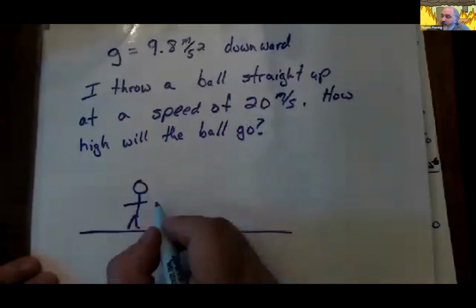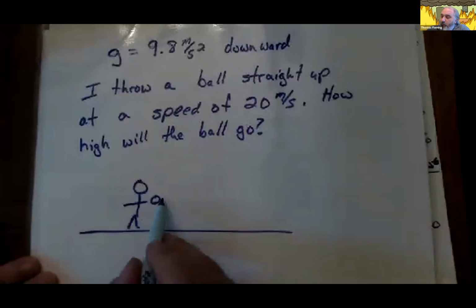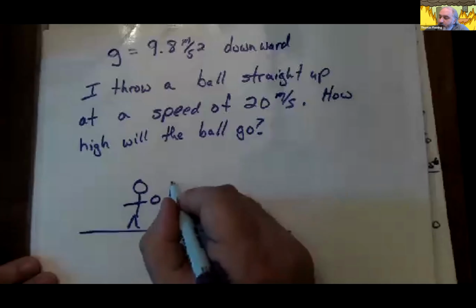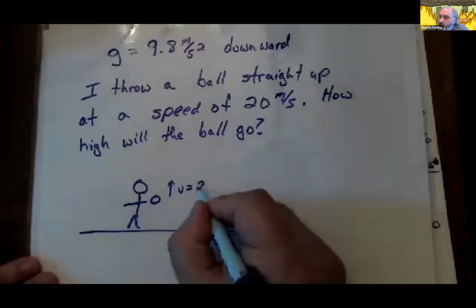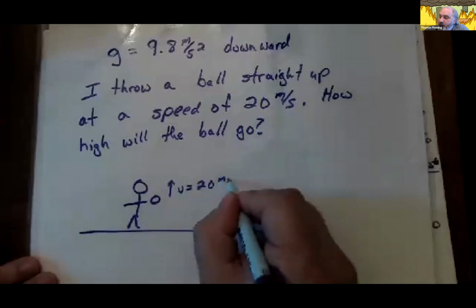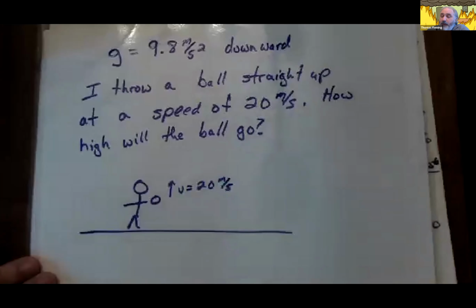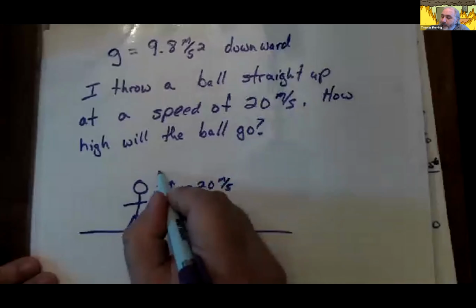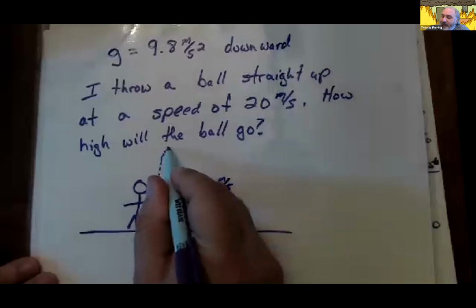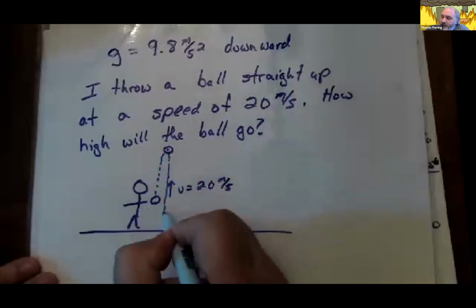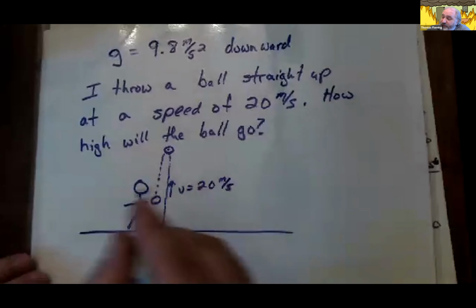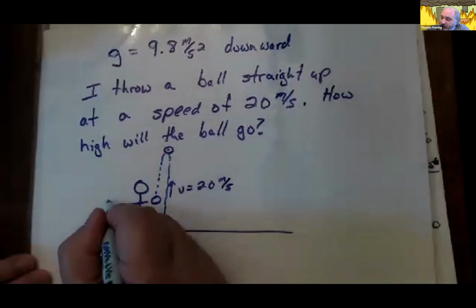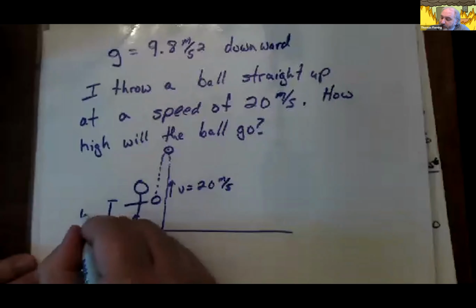So here's a person, I'm throwing a ball, and the moment that the ball leaves the person's hand, it's traveling upward at 20 meters per second. What's going to happen is the ball is going to go up, up, up, and eventually it's going to reach a maximum height, and then it's going to fall straight back down. And for convenience, let's go ahead and assume the ball starts at a height of, let's say, 1 meter above the ground.